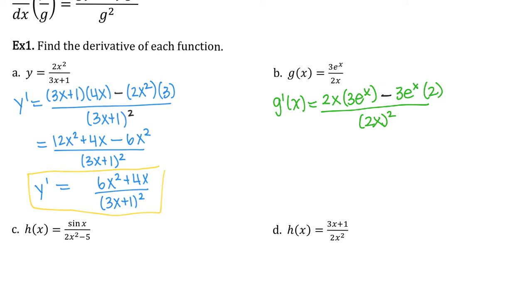Okay, am I going to simplify? I'm going to simplify this. It's still not going to look great, but it'll look better than this. Okay, 2x times 3, 6x e to the x minus 6 e to the x over 4x to the second. Oh, I'm going to simplify this. I can't not simplify this.